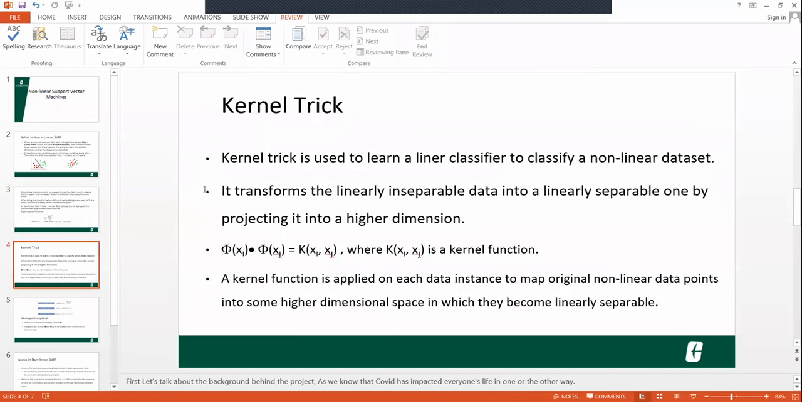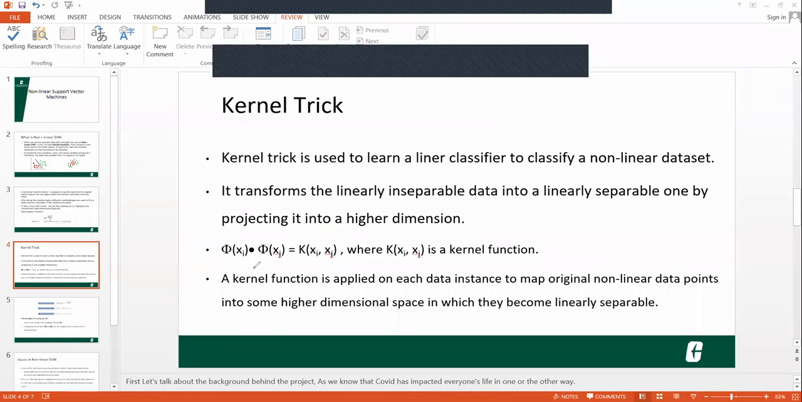There is a kernel trick. The kernel trick is used to learn a linear classifier to classify a non-linear data set. It transforms the linearly inseparable data into a linearly separable one by projecting it into high dimensions. Here a function phi of xi dot, here we use the dot product of xi and xj.